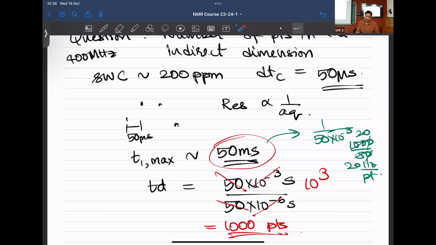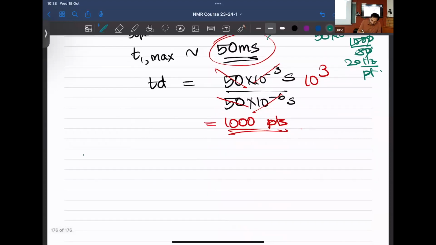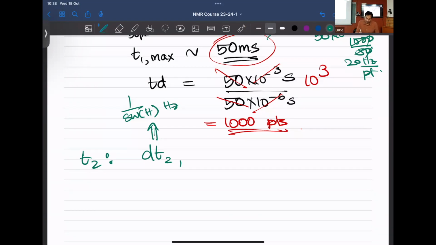Similar to the direct dimension, which is T2, you have a spectral width. Rather, I cannot write spectral width in the time dimension. You have a dwell time, right? Dwell time and spectral width are inversely related. So it will go to 1 over the spectral width on proton in hertz. Remember, be careful, the units matter. Correct? And this is the dwell time. You have a total acquisition time that's determined by T2. And therefore, the number of points in the proton dimension gets decided. Everybody followed? Everybody agrees? Yes?